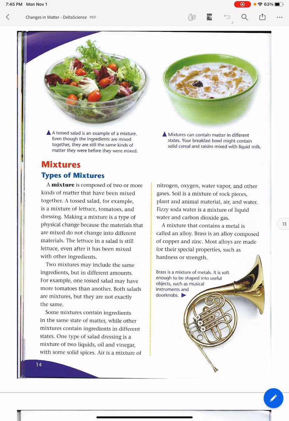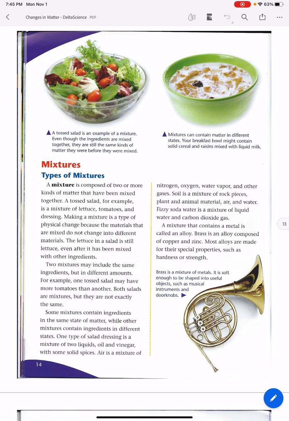A tossed salad is an example of a mixture. Even though the ingredients are mixed together, they are still the same kinds of matter they were before they were mixed. Mixtures can contain matter in different states. Your breakfast bowl might contain solid cereal and raisins mixed with liquid milk.